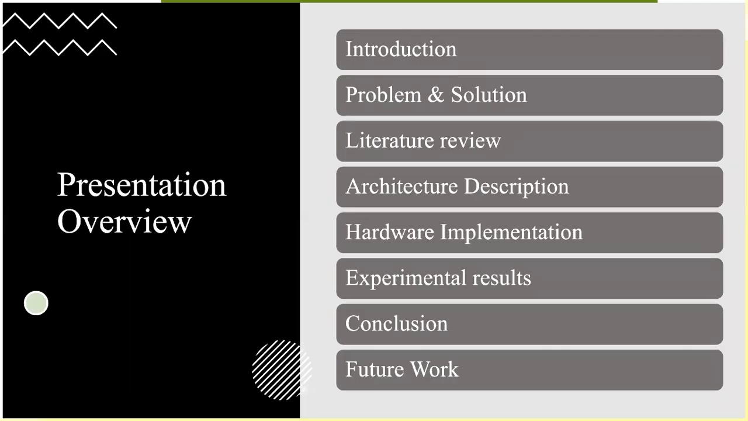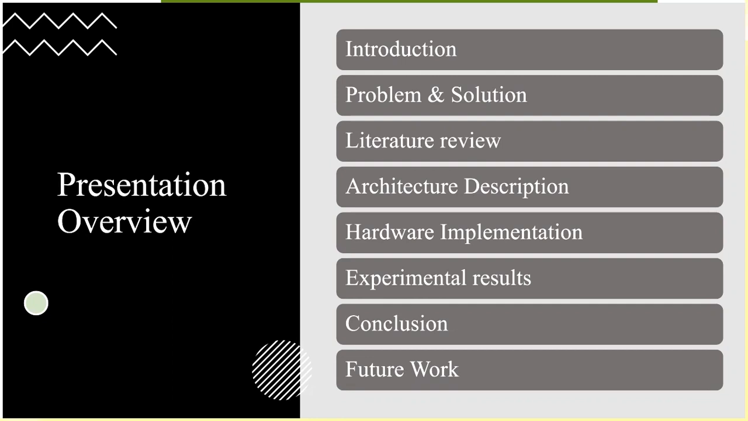Regarding the presentation overview, I will cover some of the possible areas, starting from introduction to future work, depending on the roles of those topics. In the introduction, I will discuss ordinary differential equations and why they are called nature's language, as well as the usefulness of hardware accelerators. We will also discuss the goal of this study in the introduction.